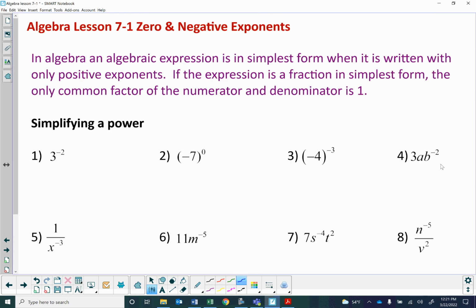So let's look at some simplifications. In algebra, when you are asked to write something in simplest form, it is not written in simplest form if it has negative exponents. It is only in simplest form when it is written with only positive exponents. And that's not something that they have to state. It's something that is implied, and it is now something I'm telling you. If the fraction is a fraction in simplest form, the only common factor of the numerator and the denominator can be 1. So let's simplify a few powers here.